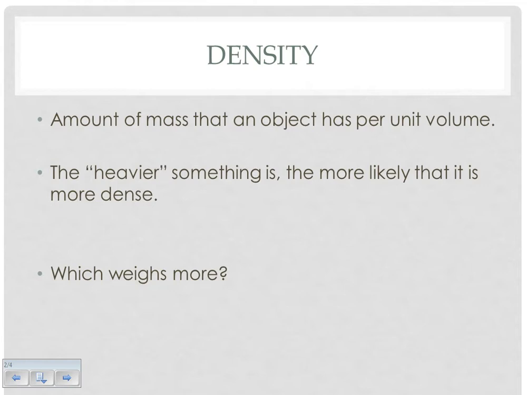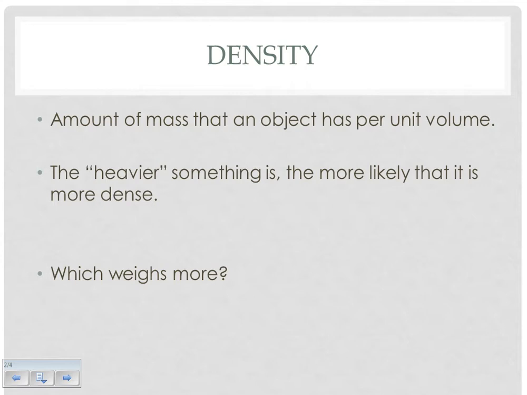So typically, heavier objects are objects that just have a greater density. And then there's that old joke, which weighs more, a pound of feathers or a pound of lead? Well, they both have the same mass, they both weigh the same, they both weigh a pound. But people are inclined more to say that the pound of lead is going to weigh more because it is more dense. So a pound of feathers will take up a whole ton of space, whereas a pound of lead takes up a really tiny amount of space.